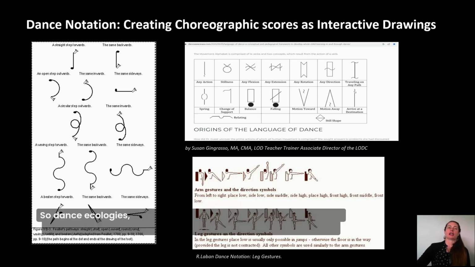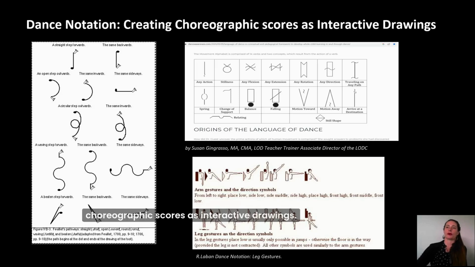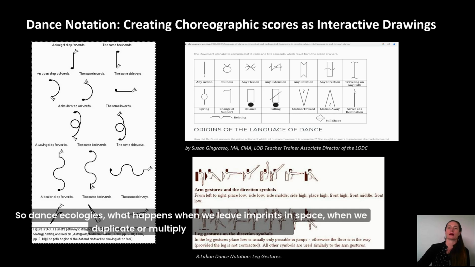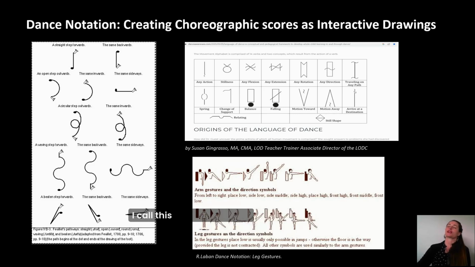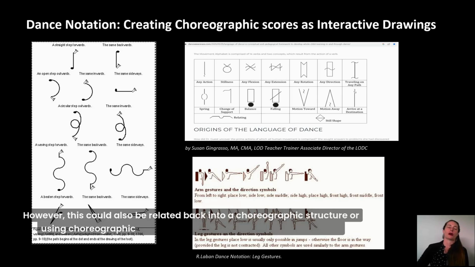So, dance ecologies. This is something that I would like to discuss in relationship to dance notation, and discuss the kala lily and the choreographic scores as interactive drawings. So dance ecologies: what happens when we leave imprints in space, when we duplicate or multiply ourselves into infinity? I call this the mirror effect. However, this could also be related back into a choreographic structure, or using choreographic phrases and mirroring movements in dance.